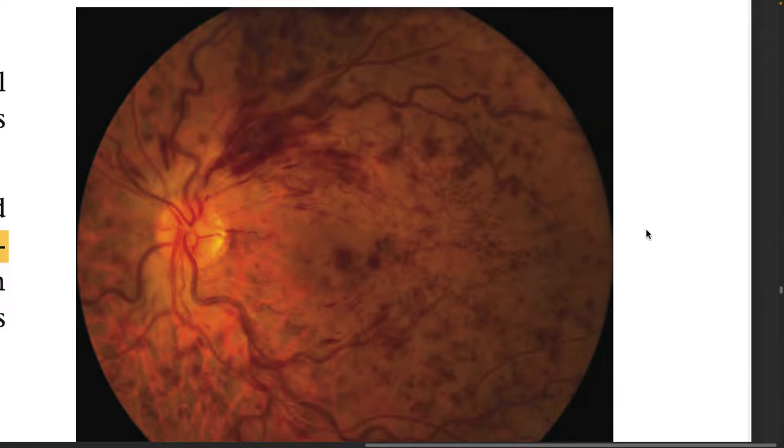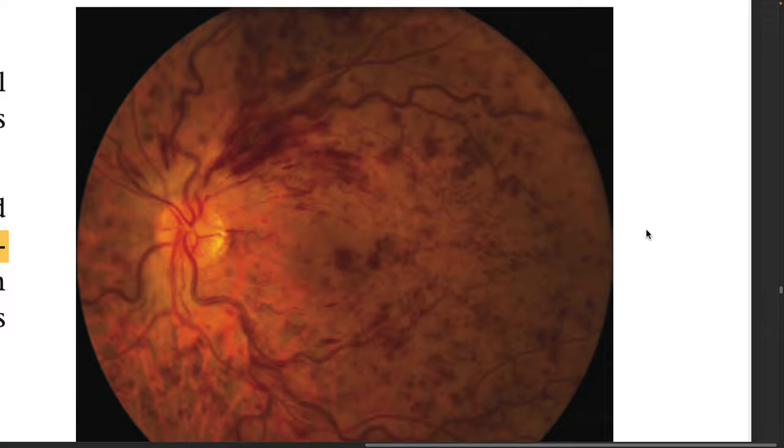What kind of blot? Flame shaped images. Flame shaped images in all the four quadrants.